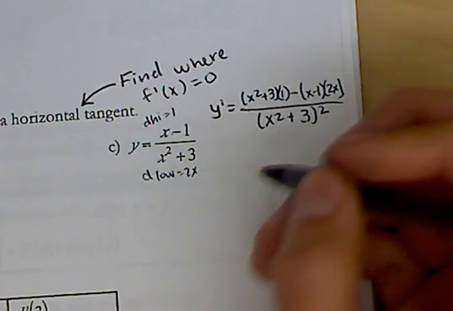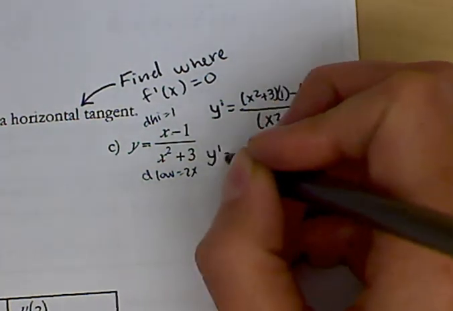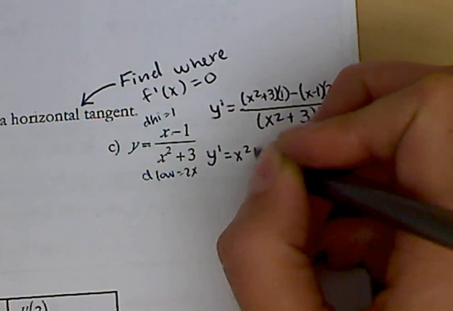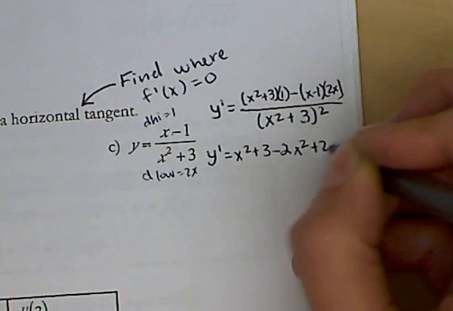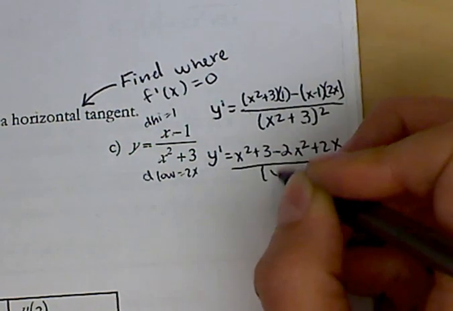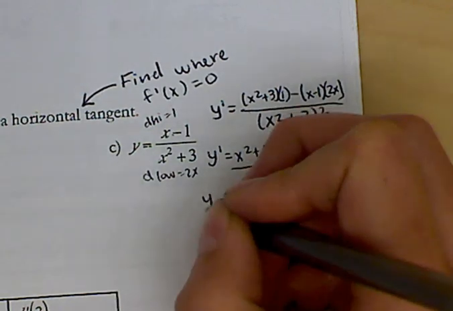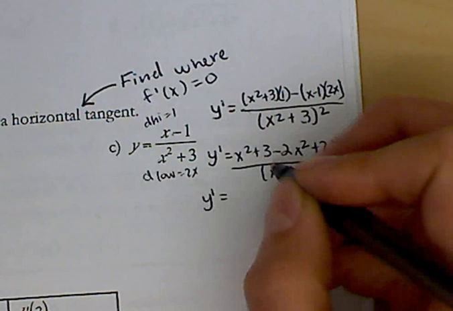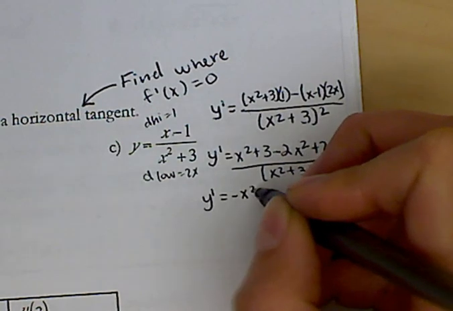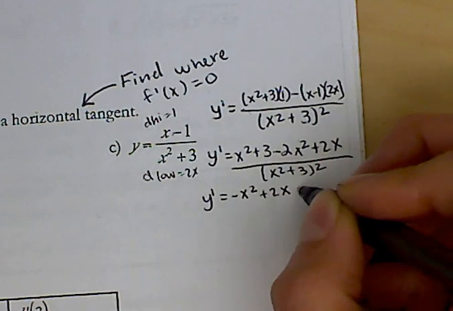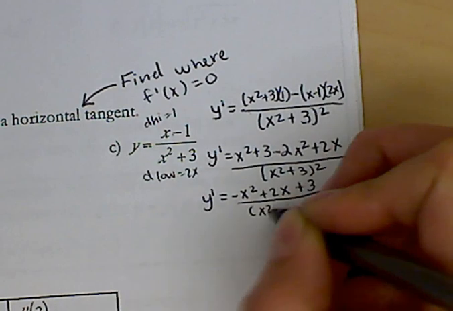Cool, now let's distribute everything out. So I have y prime equals x squared plus 3 minus 2x squared plus 2x over x squared plus 3 squared. And then simplify, so y prime equals negative x squared plus 2x plus 3 over x squared plus 3 squared.